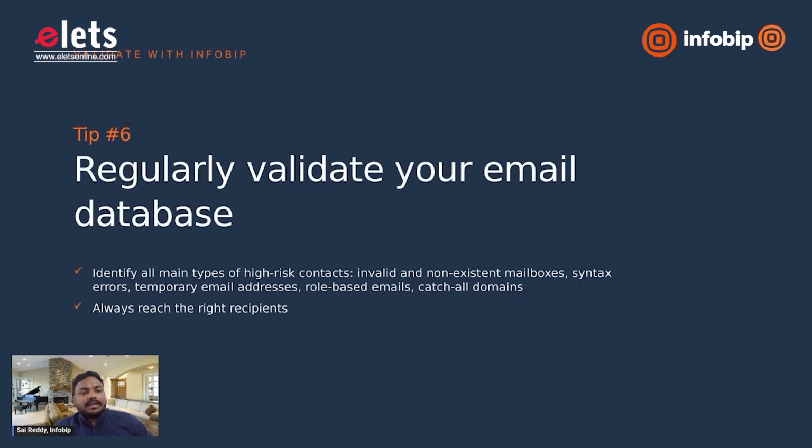So tip 6: regularly validate your email database and periodically clean your database. The best thing is InfoBip provides email validation, and it will help to identify all main types of high-risk contacts, invalids and non-existent mailboxes. So use the validation list whenever it's possible. If you don't have any data, or the data has been on hold for a long period of time and you have no clear picture of what kind of result this data gives, use the email validation and always reach the right recipient.